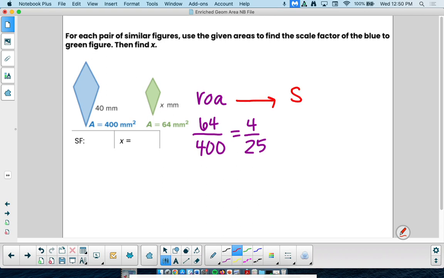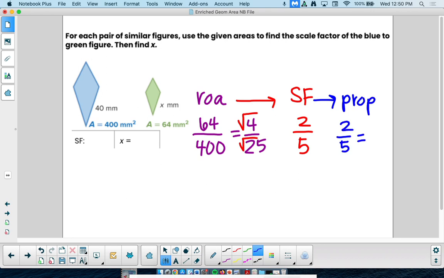Then we want our scale factor. 2, 5. Yep, square root of these guys, perfect. And now we can write our proportion. So 2 over 5. X over 5. Yep, x is on top, so it's the smaller one. Over 40. Cross multiply.